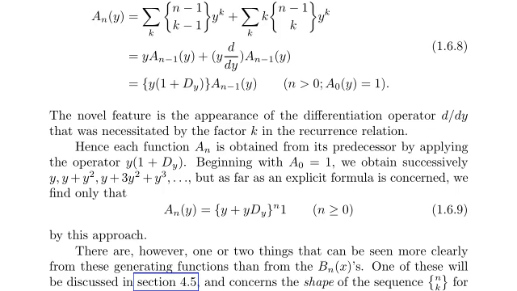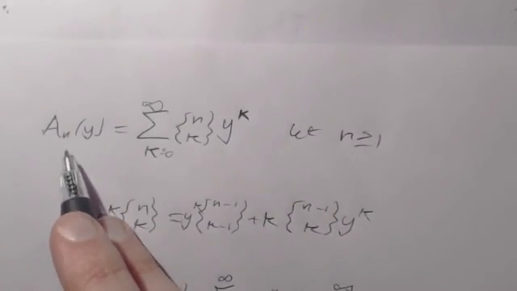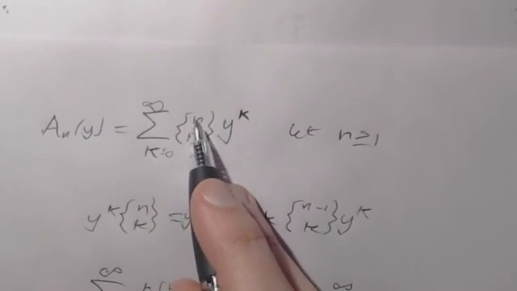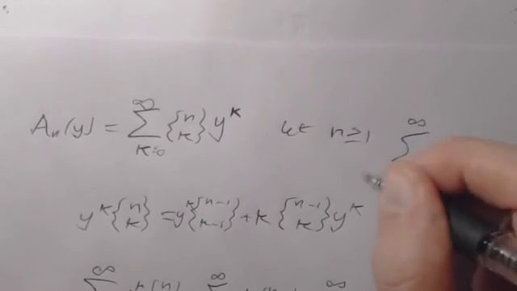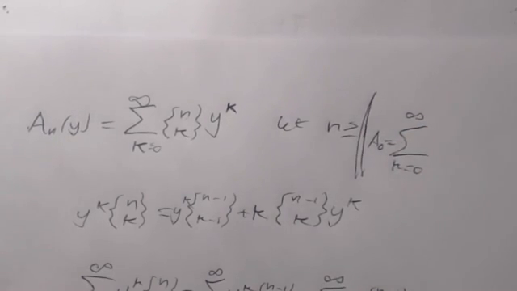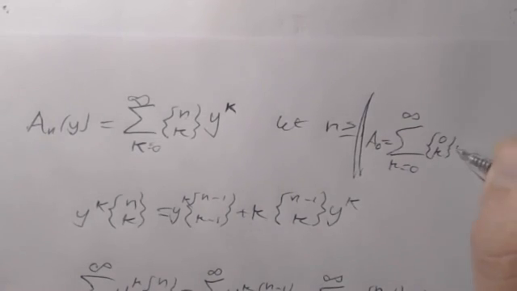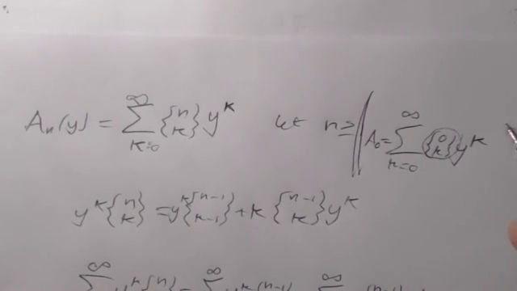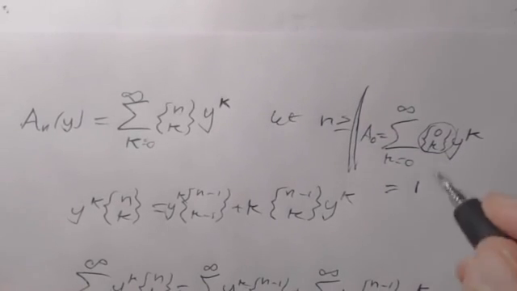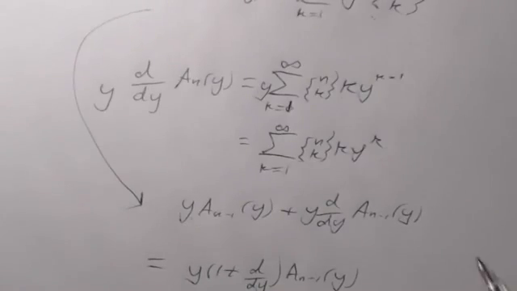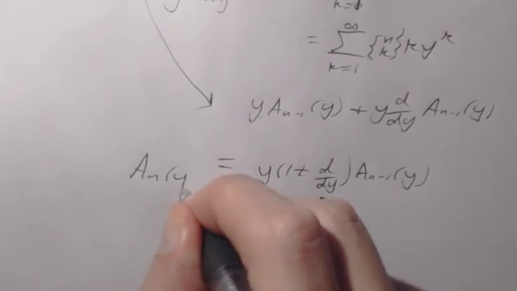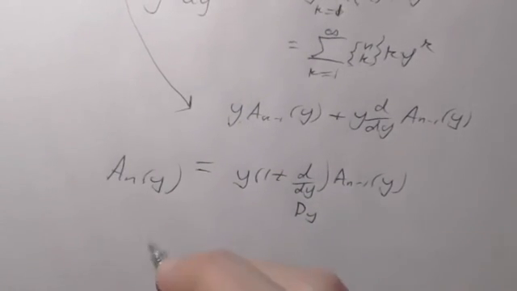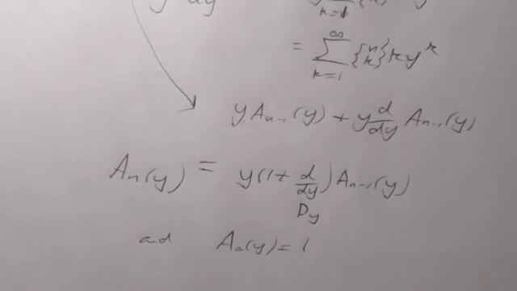What is a 0 of y? So they say 1. So a 0 of y, well, a n of y was this, so you get a 0 here all the time, so it's the sum from k equals 0 to infinity of 0 choose k, y to the k, and the only time when this coefficient is non-zero is when it's 0 choose 0, so it's just equal to 1 times y to the 0, so it's just 1. So we have this formula for a n of y, and a 0 of y is the constant function 1.